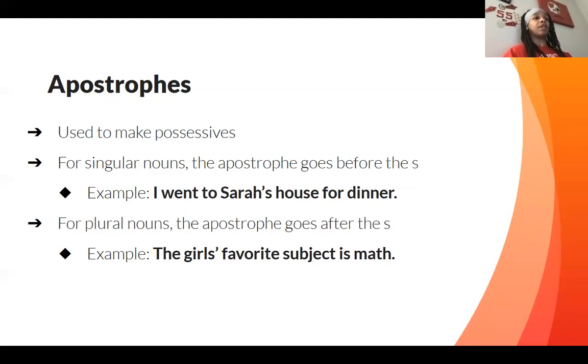Then we also have apostrophes. Now, apostrophes are used to make things possessive. For singular nouns, the apostrophe goes before the s. So, for example, I went to Sarah's house for dinner. Sarah doesn't normally have an s after it, so you would put the apostrophe and then an s. But for plural nouns, the apostrophe goes after the s. So, for example, the girls' favorite subject is math. So girls is plural, which normally has an s, so you have to put the apostrophe after.